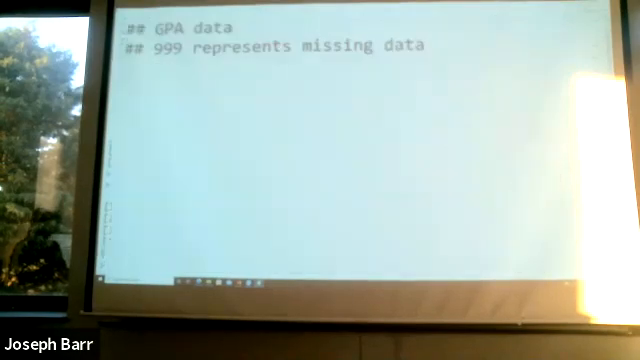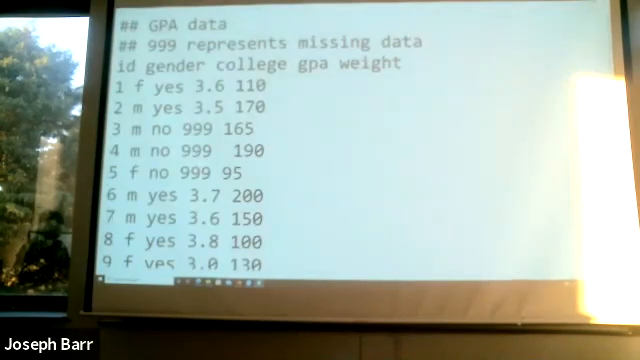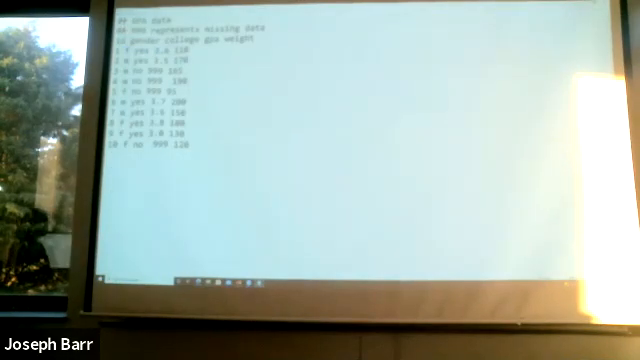This is the actual file, GPA.txt. We have the first column, the ID column, then gender, college, GPA, and weight. The first individual is a female college student, GPA 3.6, weight 110. Then the second student, and here we have 10 records.